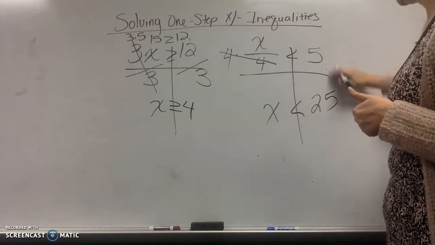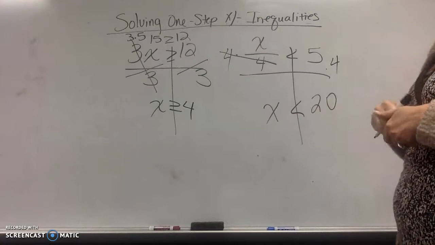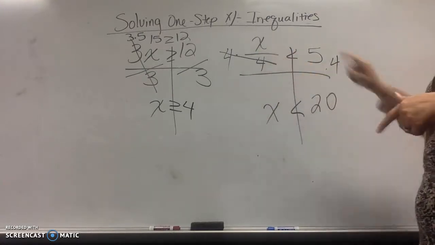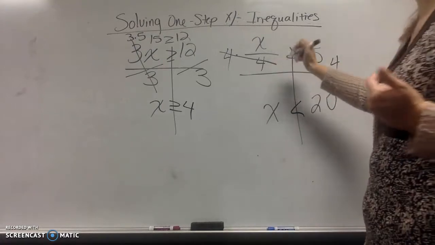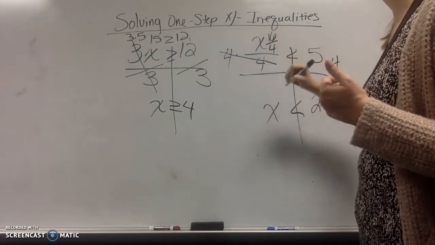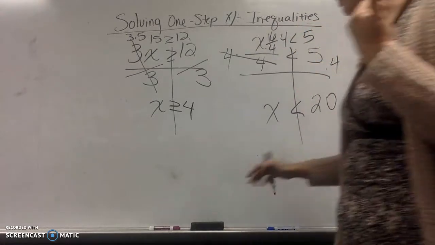Whoops, that's incorrect. 4 times 5 is 20. So as long as I pick a number less than 20 and divide it by 4, I'll get an answer less than 5. So I'll pick 16 because I want a number that's easily divisible by 4. 16 divided by 4 is 4, and 4 is less than 5. So I'm good to go.